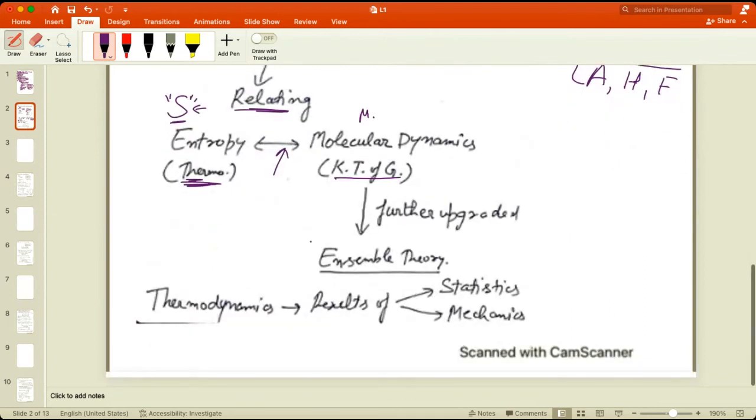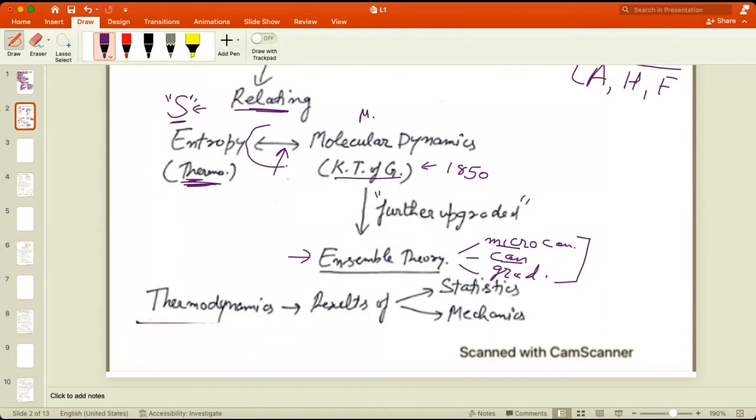This is the part we are going to focus upon. The kinetic theory of gases, the earlier version from 1850, was further upgraded and modified into ensemble theory. We are going to see various types of ensembles. Quickly to name them: one is called the microcanonical ensemble, then there is the canonical ensemble, and the third one is the grand canonical ensemble. But we'll jump to them after discussing very basic and simple things.